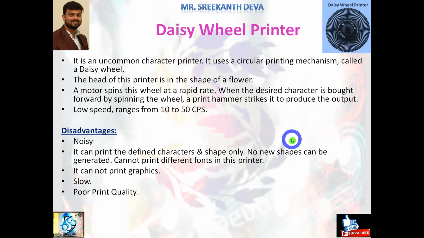Coming to the daisy wheel printer, it is also a character printer. Why is it called a daisy wheel printer? Because it looks like a daisy flower. It uses a circular printing mechanism, where the hammers are arranged circularly. The speed range is 10 to 50 CPS, characters per second. Some disadvantages are that it is noisy, slow, and has poor print quality.